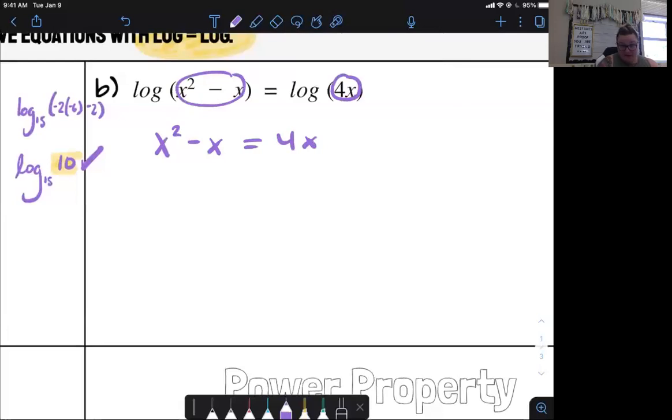Now, why don't you go ahead and try solving for x? You've got a degree 2 polynomial. You want to make sure it's equal to 0. You'll probably be able to solve it by factoring. You're going to find 2 answers. Make sure you plug both of those answers back into the original equation and check it out. Go ahead and give this problem a shot on your own. See what you get.